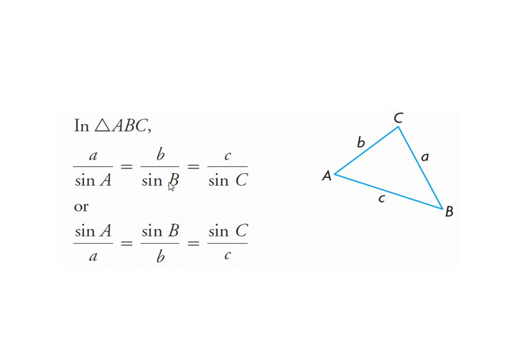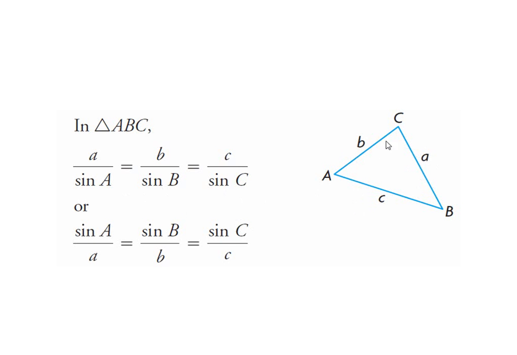Okay, so both this and this are the sine law. This is the sine law, so this is also the sine law, right? Any randomly given triangle obeys the sine law. So all triangles obey the sine law.